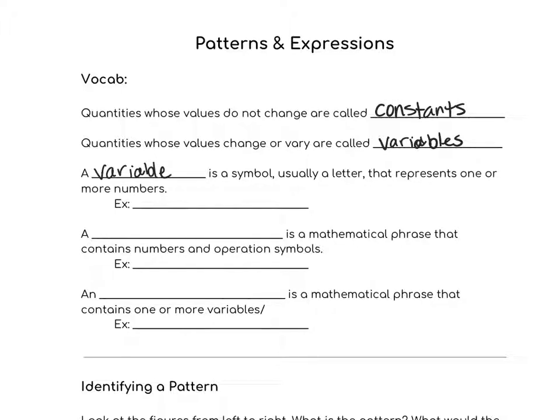So a variable is a symbol, a letter usually, right? That represents one or more numbers. So x, y, z, whatever. Any letter is a variable.